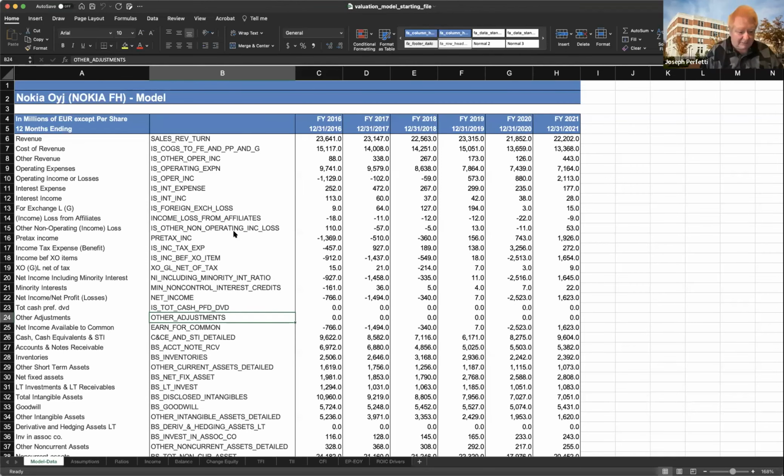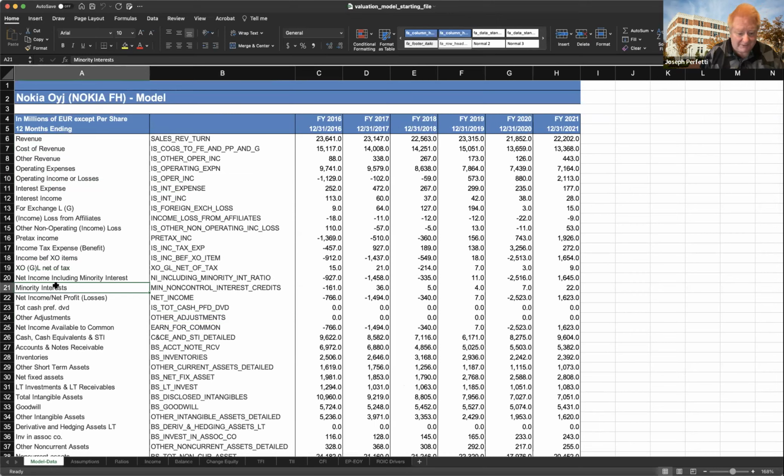Starting file, which is this file, which I will share. You'll notice that the valuation model starting file has a series of tabs which go from left to right. The first tab is called the model data. That's the data that was on that previous sheet. This is the raw data coming in from Bloomberg: income statement, balance sheet, cash flow for the last 6 years. Revenue, cost of revenue, interest expense, minority interest payments, etc.